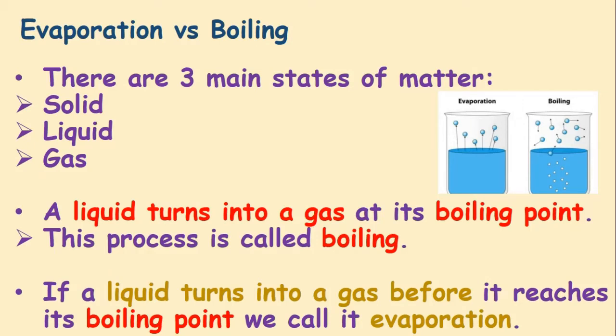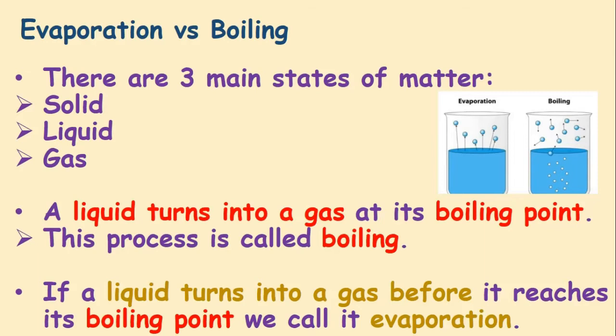Now we are going to talk about the difference between evaporation and boiling. So remember that there are three states of matter. We have solid, liquid and gas. Matter can move between these different states. So a solid can turn into a liquid, and a liquid can then turn into a gas. And the opposite can then happen as well.